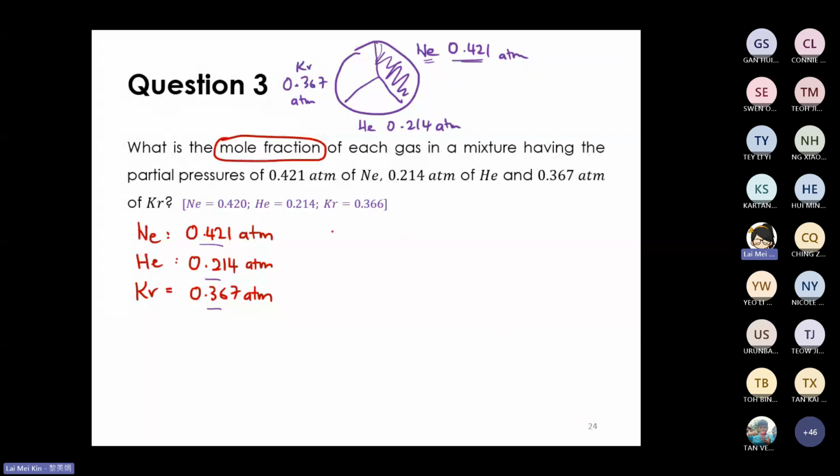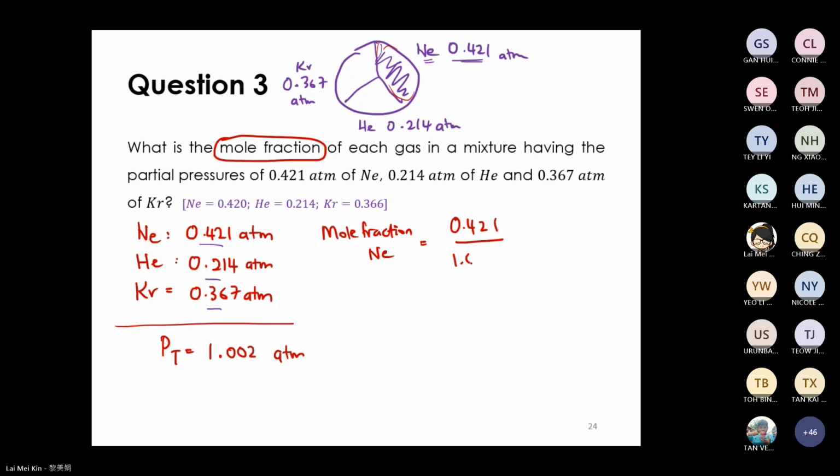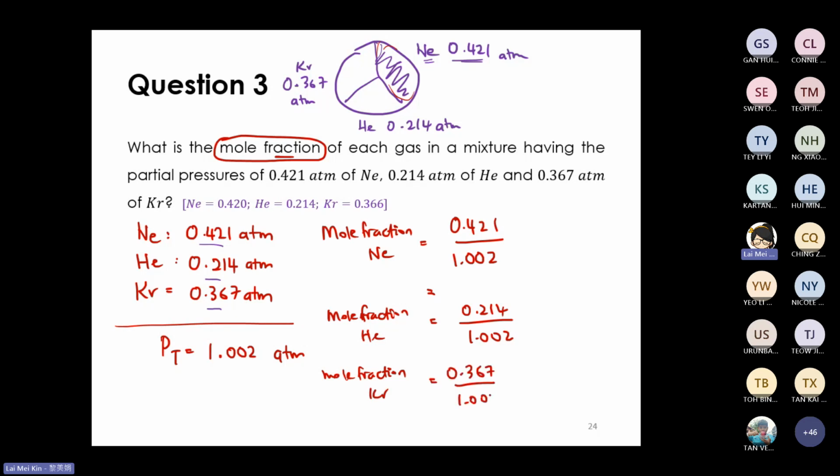So the mole fraction of neon, you use how much is occupied by neon divided by all of them total. What's the total pressure? Sorry, 1.002. Do you need to multiply anything else? Percent? No, it's a fraction. I'm not asking about percentage, I'm just asking about fraction. So how many parts are occupied by neon? Subsequently, of course, mole fraction of helium, 0.214 divided by the total, and then mole fraction of krypton, 0.367 divided by 1.002. What do you get?